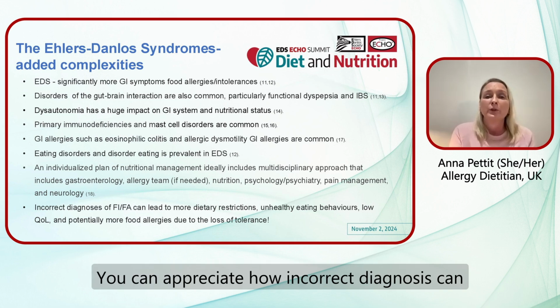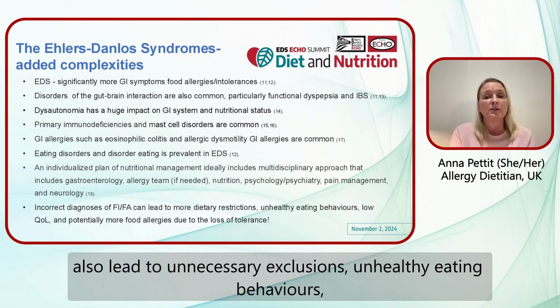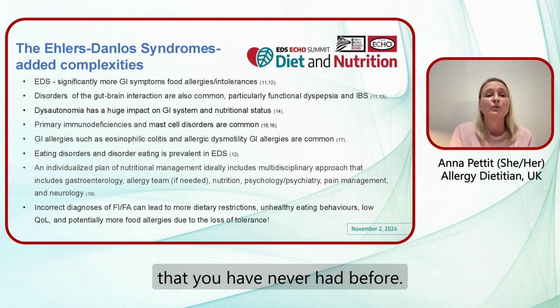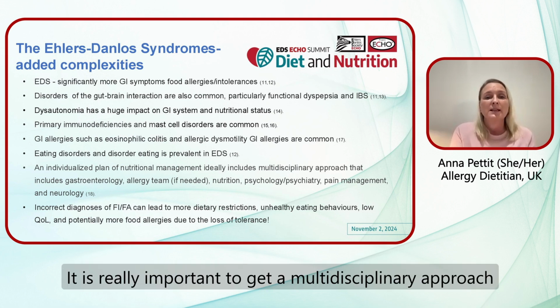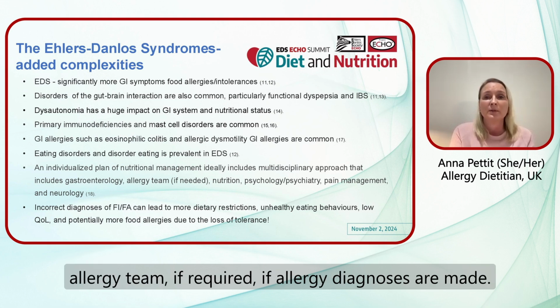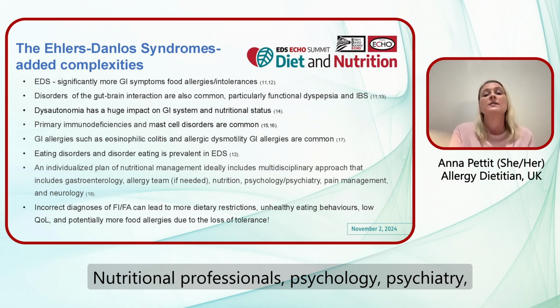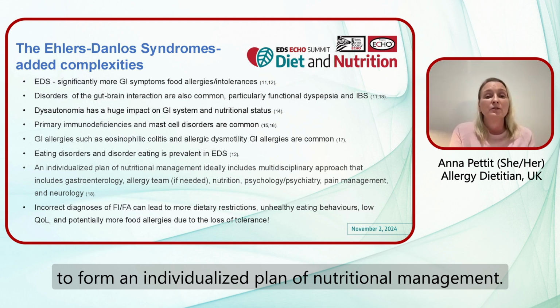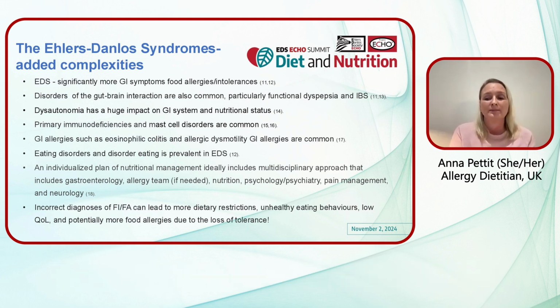So you can appreciate how incorrect diagnosis can also lead to unnecessary exclusions, unhealthy eating behaviors, low quality of life, and potentially actually loss of tolerance and acquisition of certain food allergies that you've never had before. It's really important to get a multidisciplinary approach where you've got the gastroenterologist, allergy team if required, if allergy diagnoses are made, nutritional professionals, psychology, psychiatry, pain management, and neurology to form an individualized plan of nutritional management.